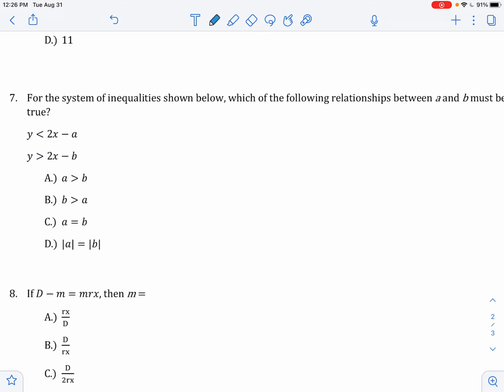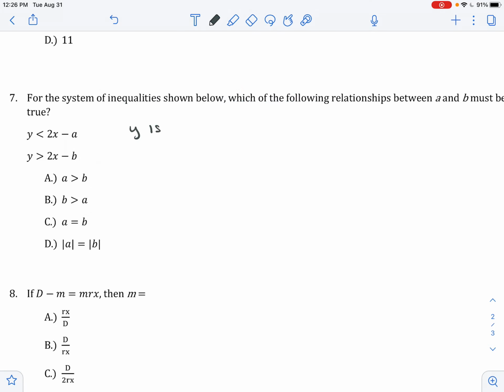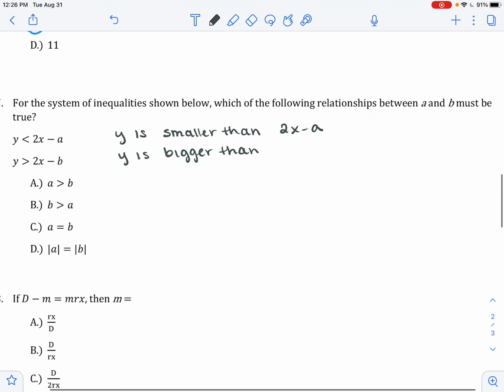This first statement tells me that y is smaller than the expression, or the quantity, 2x minus a. The second statement tells me, though, that y is also bigger than 2x minus b. So y is smaller than a certain quantity, but bigger than another quantity. So I can think about y having to exist between 2x minus a and 2x minus b.